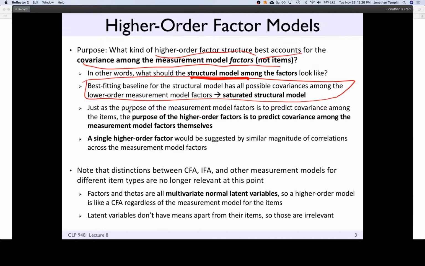So how would you figure this out? Just the same way that you would look at if you had a covariance matrix for your items. Remember how we said, oh look, if the covariances were all about the same size, that sort of indicated the same type of pattern of factors, or there were patterns to it. Patterns in the covariance matrix of the factors indicate whether or not there's a higher order factor present or not.